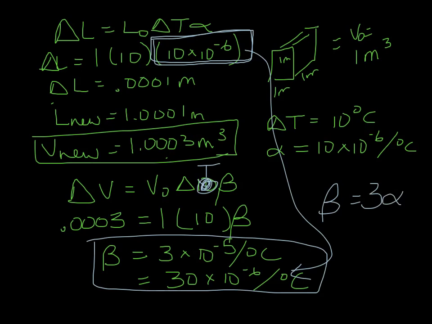Now you could try it out again with a different change in temperature, different lengths, and you'll find you get the same ratio. You should get the same beta again as 3 times alpha. Even if you changed your alpha, you should still find that this relationship holds true.